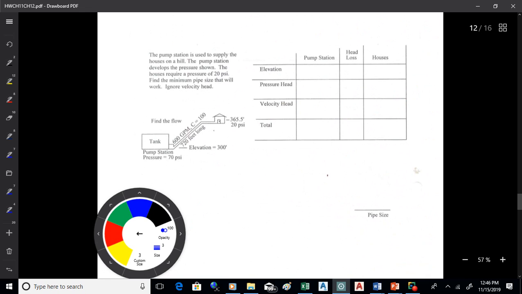Okay, the next one, same sort of deal here, 300. The pressure there is 70 psi. Well, that's equal to 161.7 feet. Just multiply that by 2.31. We're not going to deal with velocity head here. Add them up, we get 461.7.